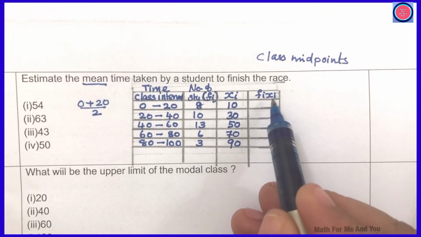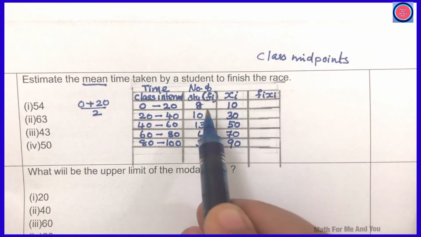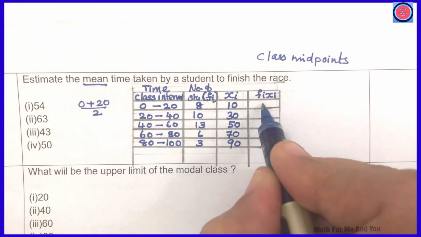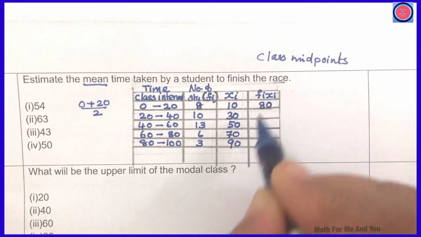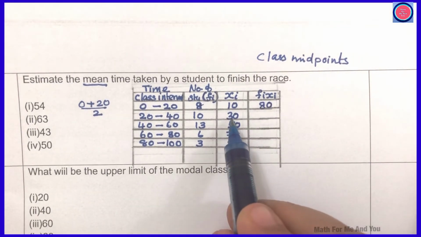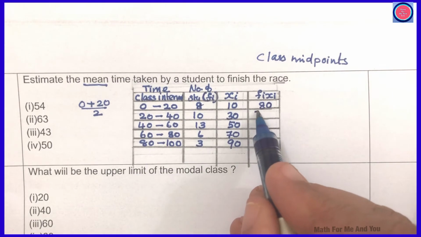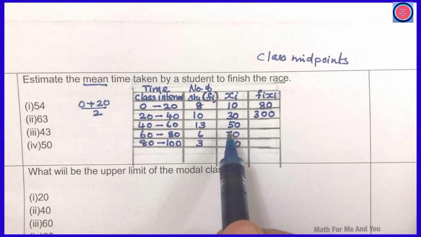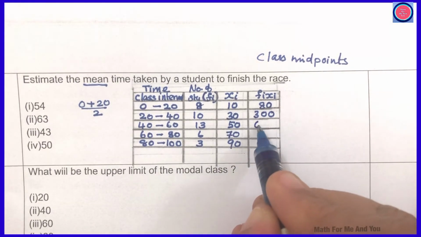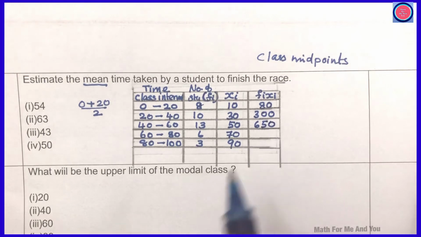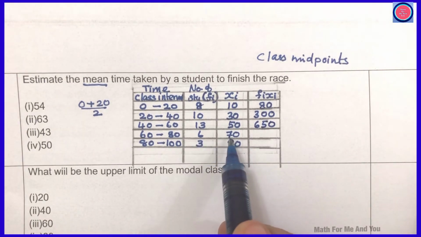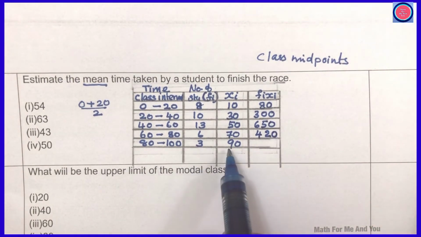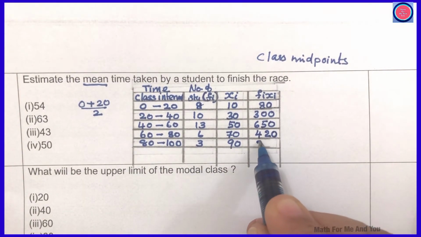Next column we need fi xi. That means each frequency we have to multiply with the corresponding xi. 8 times 10, we get 80. 10 times 30, how much? 300. 13 times 50, 650. 6 times 70, 6, 7, 42 and 0, so 420. 3 times 90, 3, 9, 27 and 0, 270.